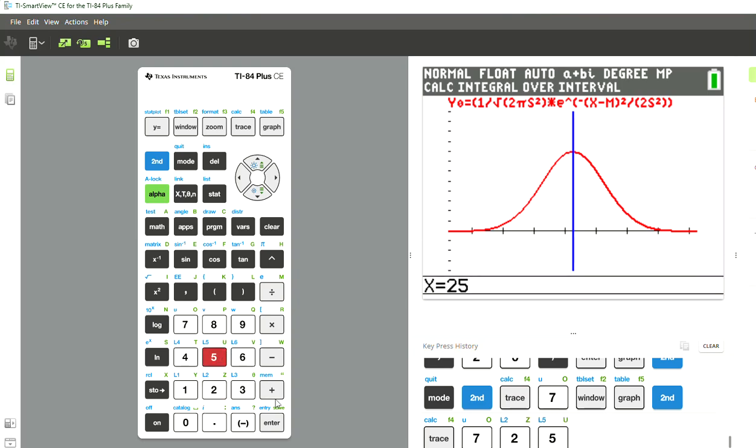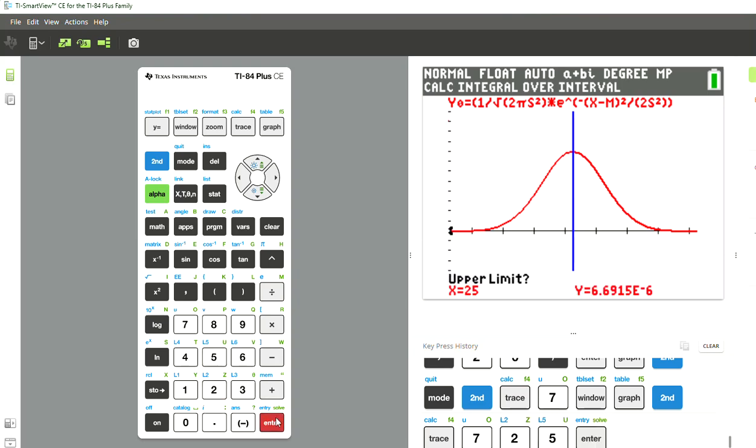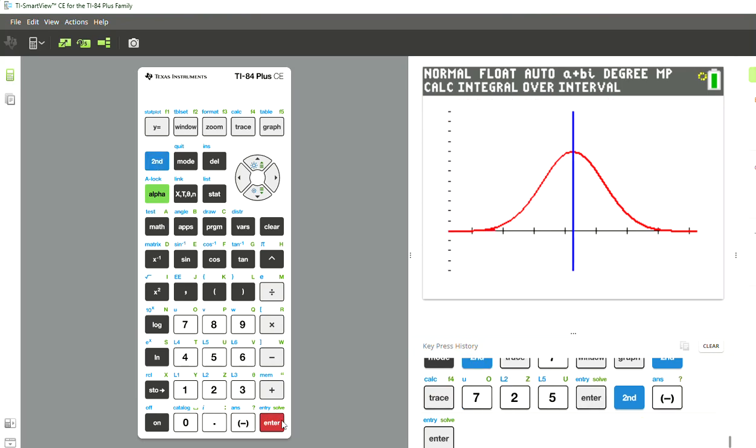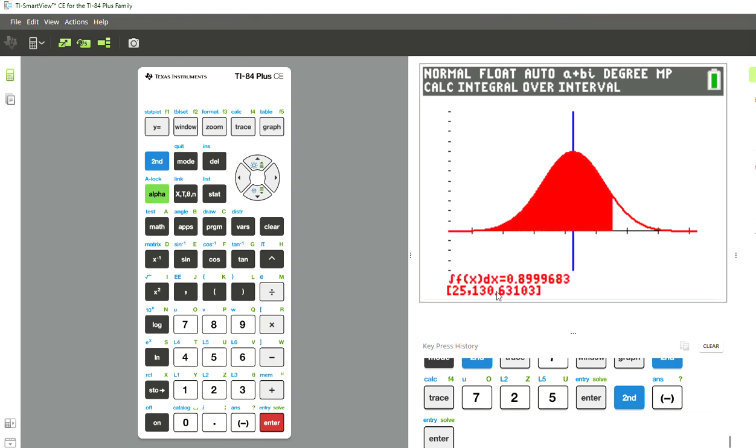So my lower limit is 25 on the very left side of this curve, and I'm going to go up to the answer that we just found for the 90th percentile, and it's going to fill that area in. We know that it's going from 25 up to the IQ of 130.6, and this area in here represents the 90th percentile. That's a very cool way to use the graphing calculator to do an inverse norm probability, where you know the associated area and you find the cutoff score based on the mean and standard deviation for a non-standard distribution.